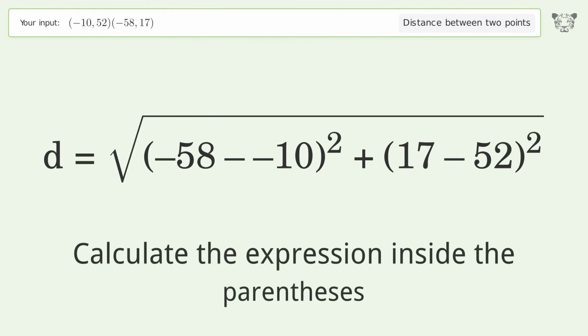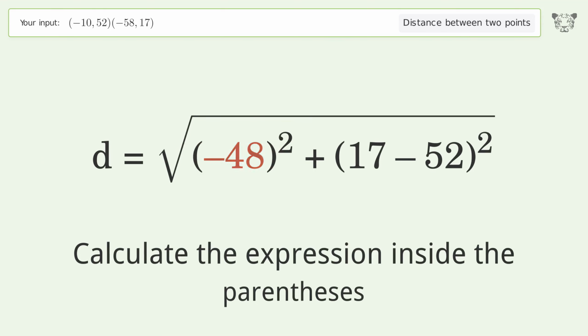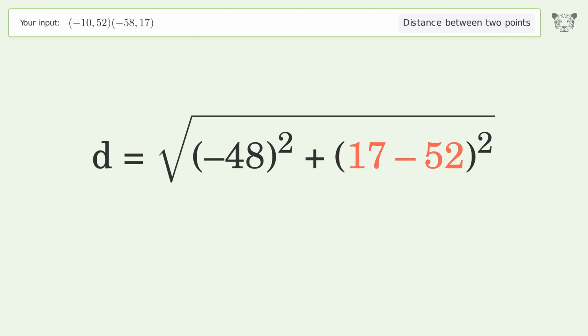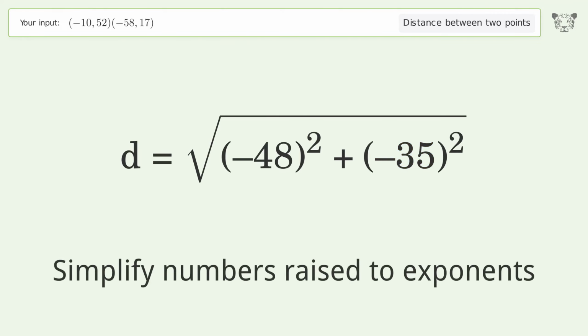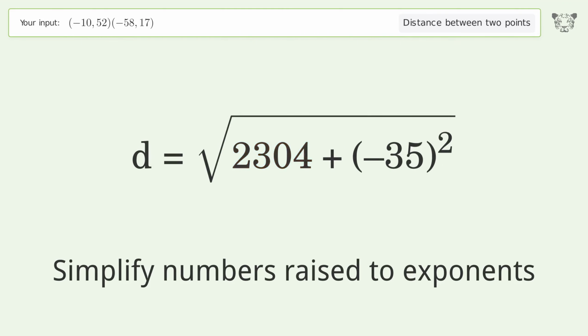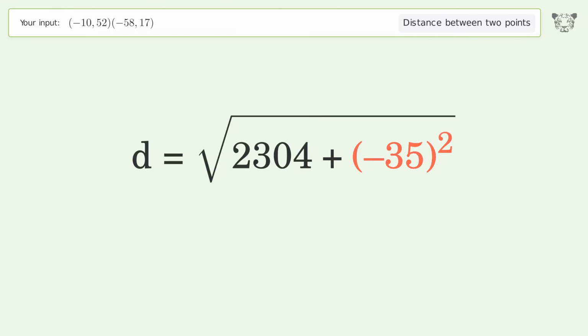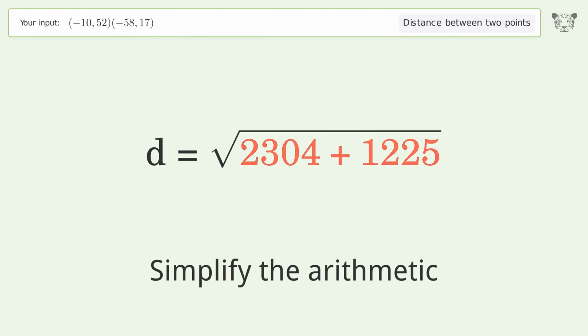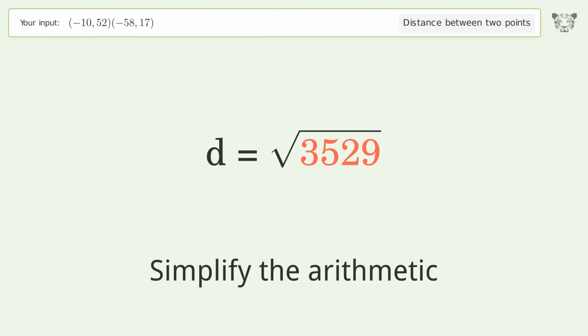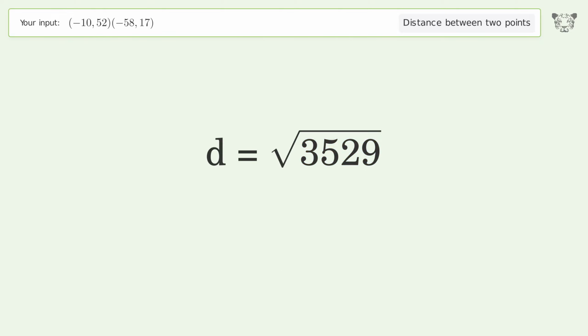Calculate the expression inside the parentheses. Simplify numbers raised to exponents. Simplify the arithmetic. And so the distance between the 2 points is the square root of 3,529 or 59.405.